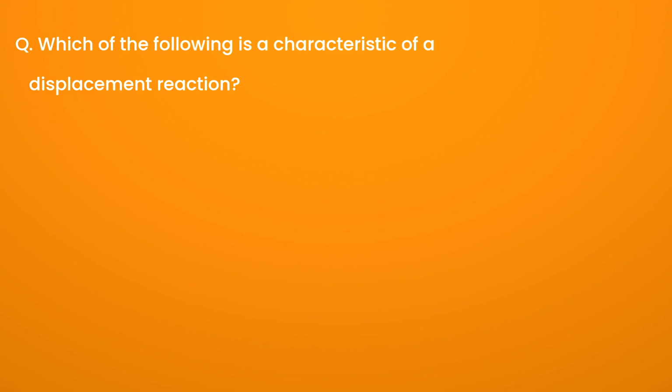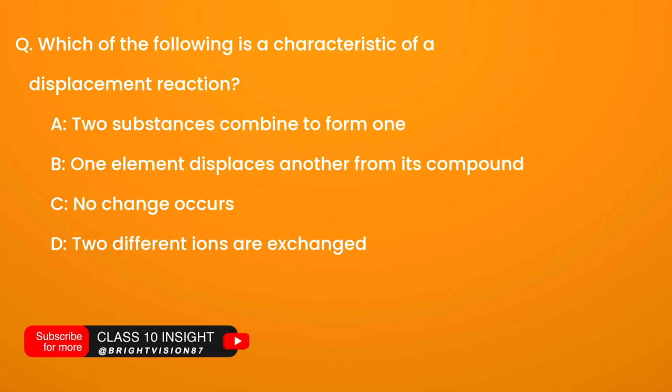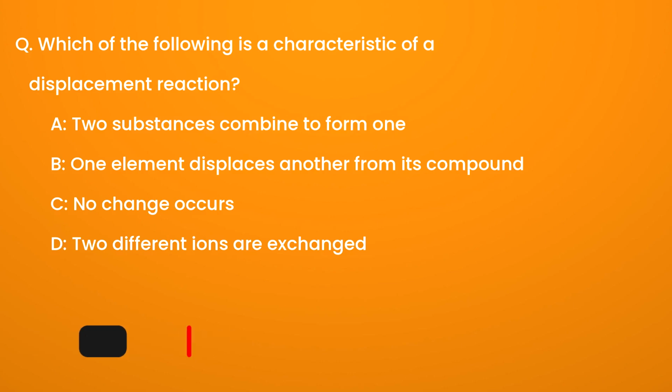Question: which of the following is a characteristic of a displacement reaction? Option A, two substances combine to form one. Option B, one element displaces another from its compound. Option C, no change occurs. Option D, two different ions are exchanged. You have 5 seconds to answer the question.